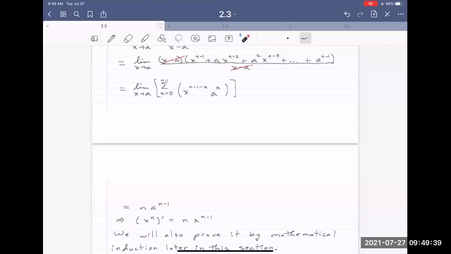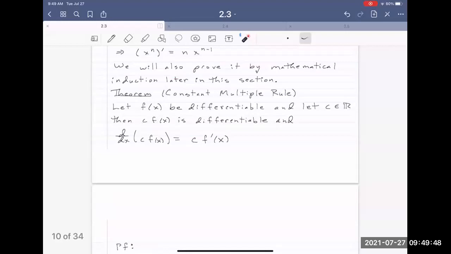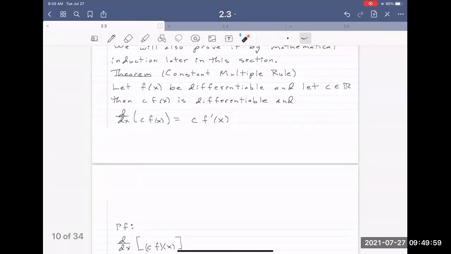Okay, so I've given you two different ways to prove the power rule. We'll also prove it by mathematical induction later in this section. So it turns out that the derivative is a linear transformation, because I told you the derivative was a linear transformation. So let me show you that.